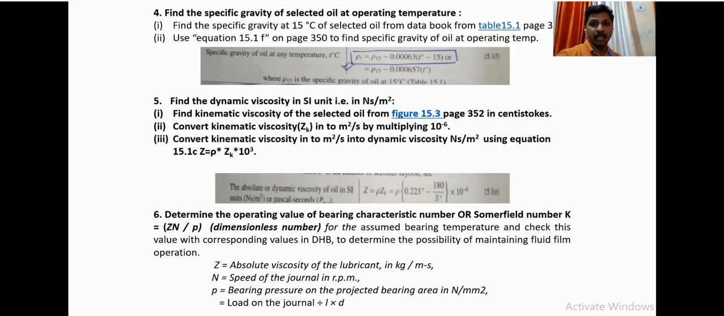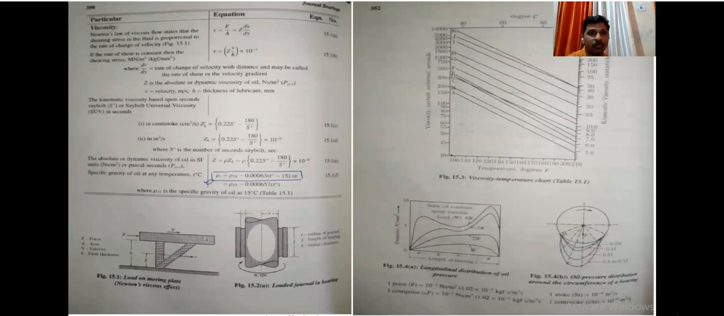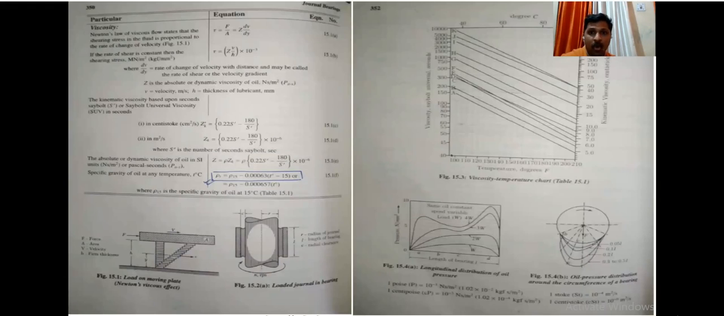So I'll show you the graph from which we have to find the kinematic viscosity. So here is a graph. Here are the numbers which we have seen in table number 15.1, where several oils are given. There are the letters A, B, C, D, E, F, and these are the same as those given in table number 15.1. So whatever oil we have selected here, we can go and select that graph.